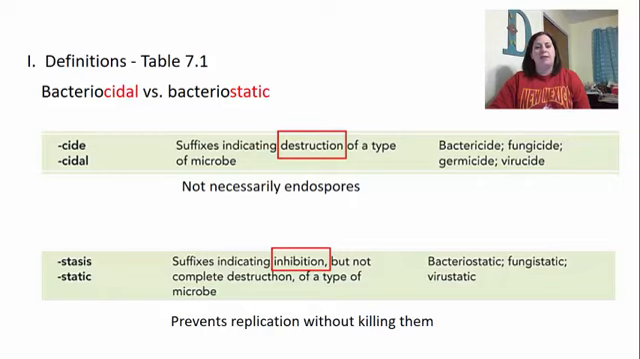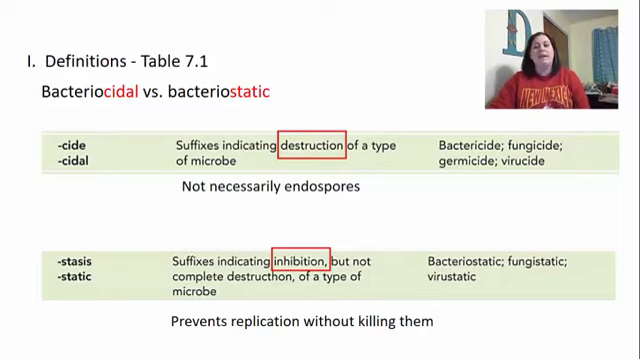Anytime you add "cide" or "cidal" to the end, this is a suffix that indicates destruction of a type of microbe. Okay, so when we say bactericide, it's going to kill bacteria, fungicide kills fungus, and so on. This does not necessarily take care of the endospores though. On the other hand, when you add stasis or static to the end, this is a suffix that indicates inhibition, but not complete destruction of a type of microbe. So it prevents it from replicating and growing, but it does not kill them.